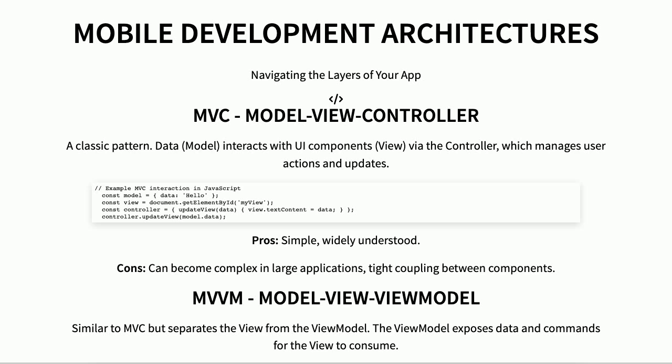Finally, we have Clean Architecture. This is all about keeping things organized and independent. It separates the core business rules from things like databases or UI frameworks. Imagine layers like entities, use cases, adapters, and infrastructure, each with a specific job. This approach leads to more maintainable code and makes it easier to adapt your app as needs change.